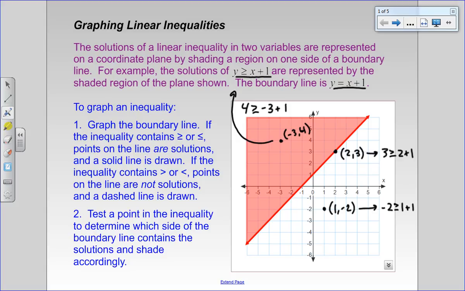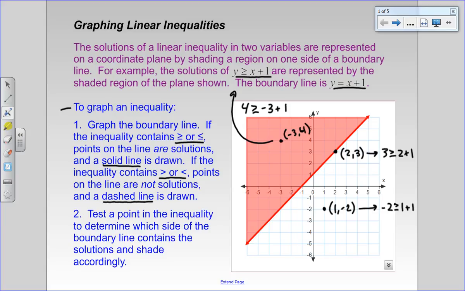So let's talk about the steps for graphing an inequality on the coordinate plane. First, we're going to graph the boundary line. If the inequality contains a greater than or equal to or a less than or equal to symbol, then the points on the boundary line will be solutions of the inequality, and therefore we will draw the boundary line as a solid line. On the other hand, if the inequality contains greater than or less than, then points on the line are not solutions, and so we will draw our boundary line as a dashed line in those cases.